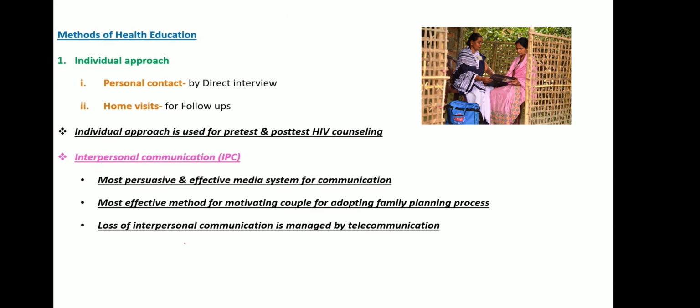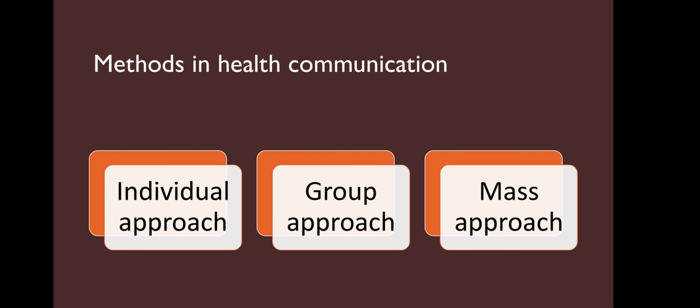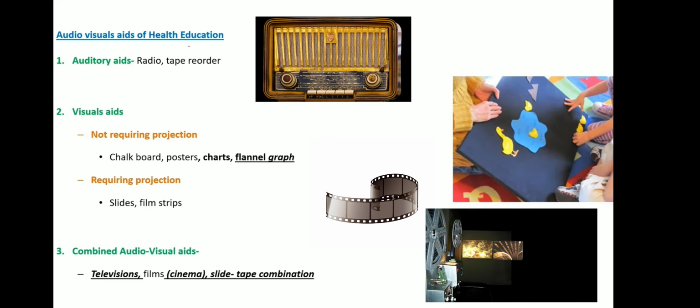Next, we saw the individual approach, the most effective media system for communication in motivating couples for family planning purposes, which is interpersonal communication, and if there is loss of interpersonal communication, it has to be managed by telecommunication. And also in the audiovisual aids, the flannel graph falls under the visual aid. And the combined audiovisual aids are the TV, cinema, and slide tape combination.